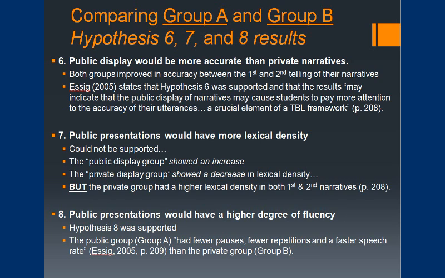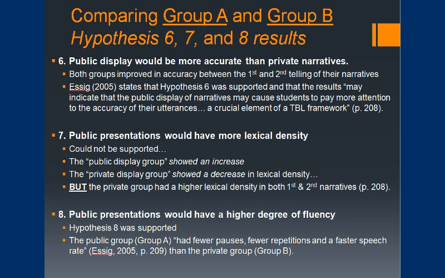Hypothesis 7 was that public presentations would have more lexical density, and this could not be supported. The public display group, in fact, did show an increase, and the private display group showed a decrease in lexical density. However, the crucial thing he says is the private group actually had a higher lexical density in both the first and second narrative, so this could not be supported.